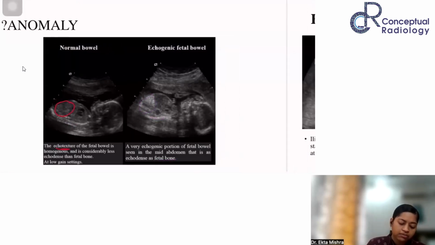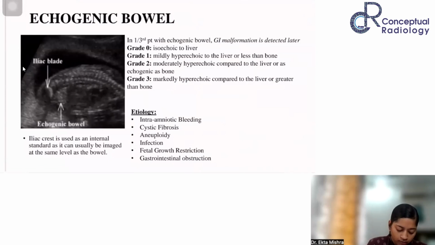Why is echogenic bowel important? Because one of the etiologies of bowel being echogenic is its association with certain aneuploidies. We have multiple causes of echogenic bowel, so this is one of the important etiologies of aneuploidy. It's a marker, one of the soft markers.